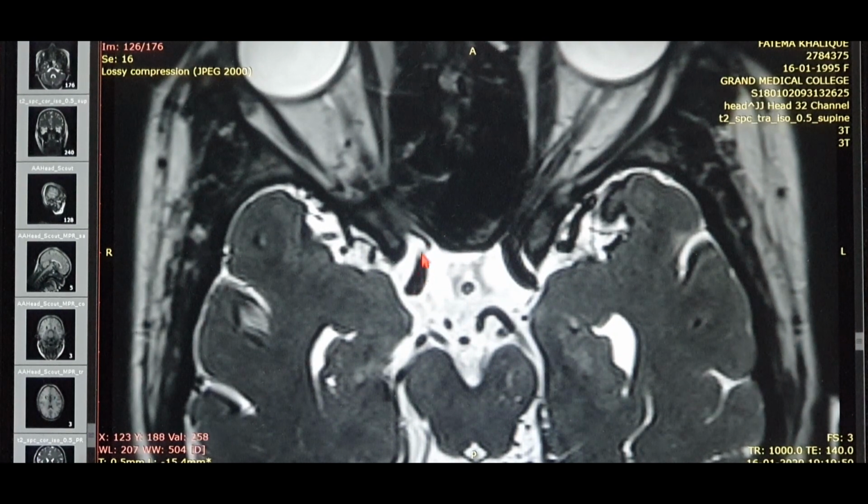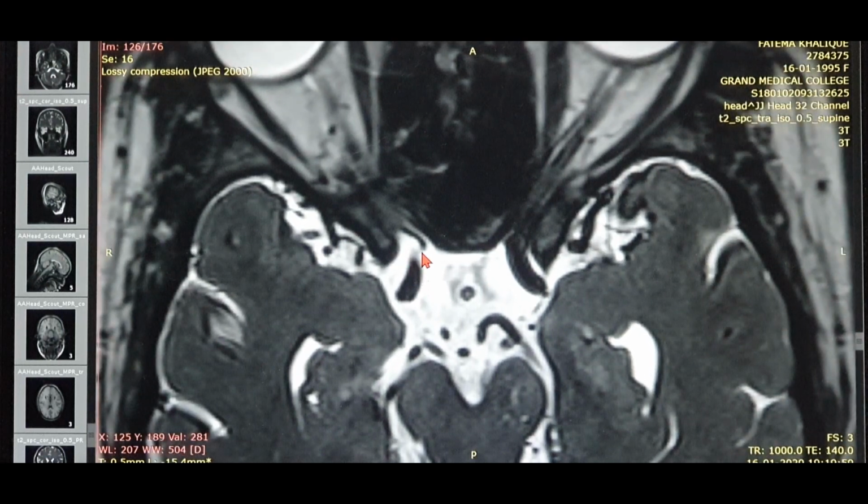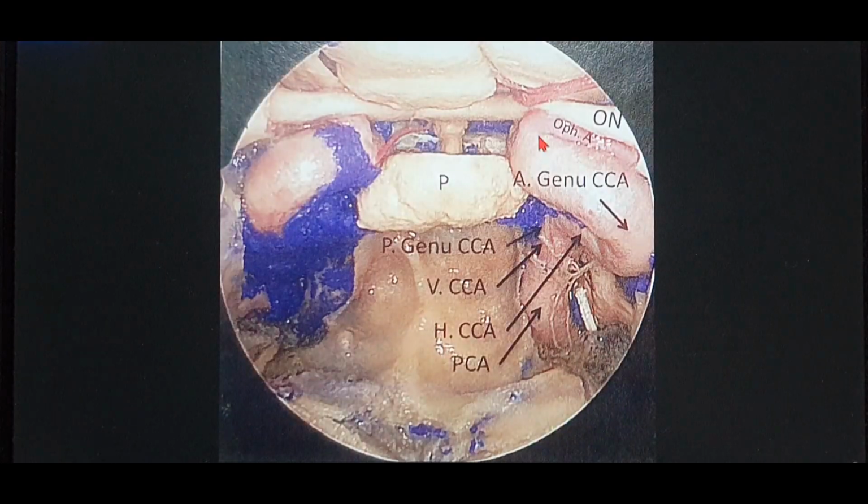This is the internal carotid artery. Similarly, this is the ICA, and you can clearly see this is the ophthalmic artery. Same consistency, same contrast. See, it is coming from a faint origin, coming from the ICA, and that's the ophthalmic artery going in. See, similarly, I showed you here, that's the ophthalmic artery.